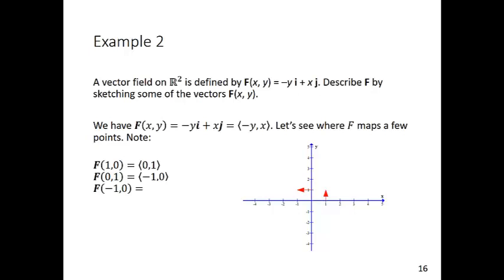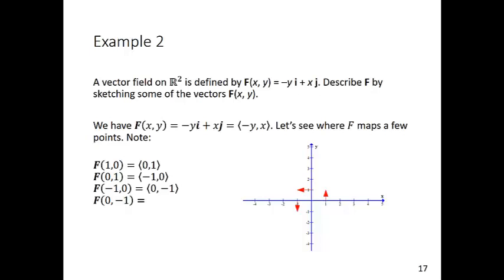What about the point (-1, 0)? So f is going to map the point (-1, 0) to the vector ⟨0, -1⟩. So starting at the point (-1, 0), we will draw a vector with no left or right component, but that simply points straight down 1 unit.